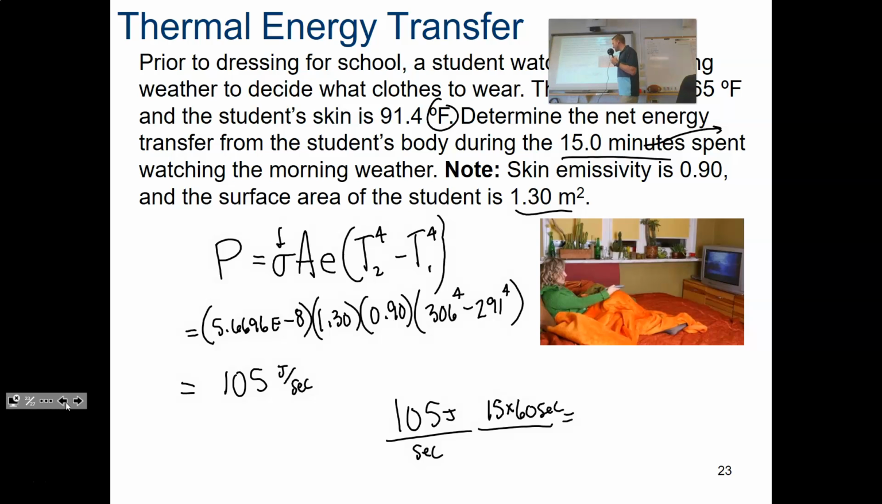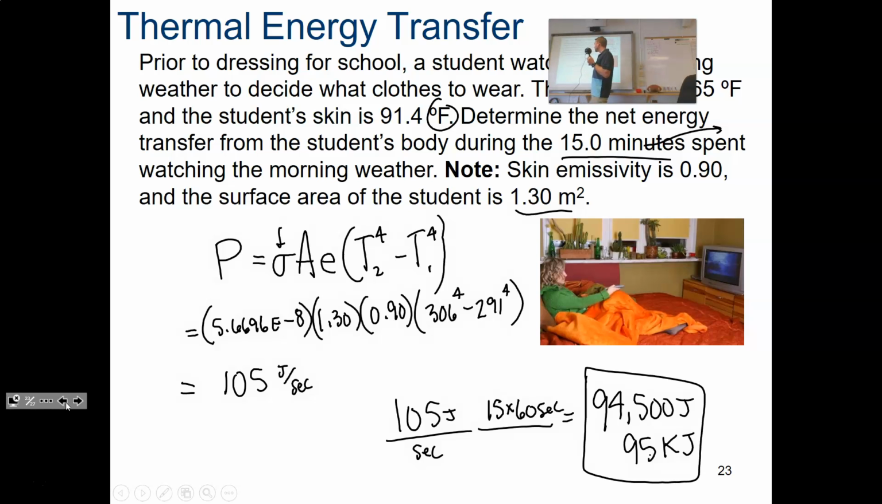So you take 105 and you multiply by 15 and you multiply by 60, and you get 94,500, or 95 kilojoules. What a lot of math. How much do you lose? We're losing 95 kilojoules in that 15 minutes.